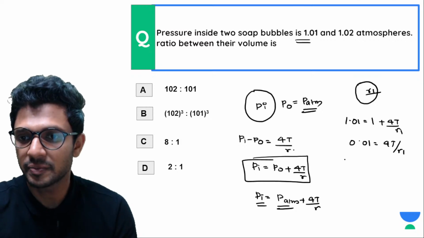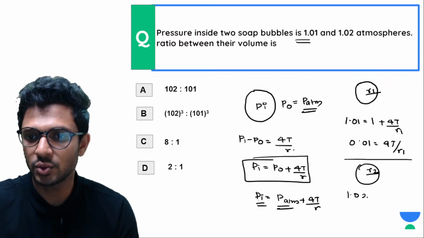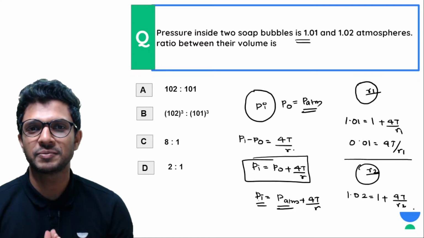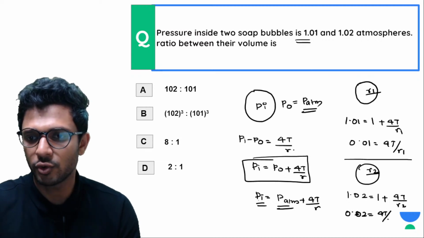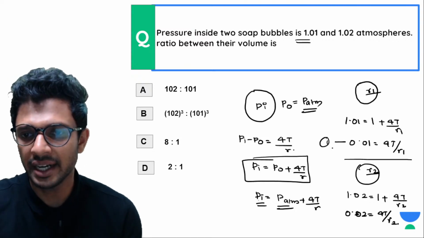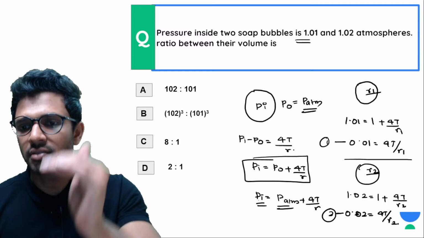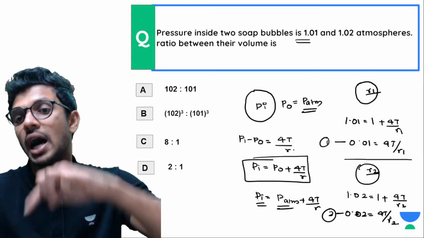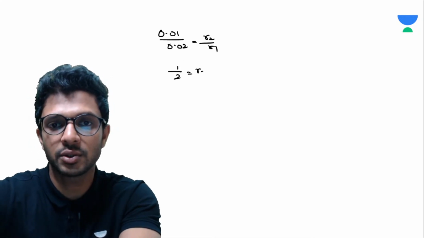Okay? And similarly, writing the equation for the second bubble with radius R2. P inside is given as 1.02, equal to P atmosphere, which is 1 atmosphere, plus 4T by R2. There is nothing to think too much about here. 1.02 minus 1 is equal to 4T by R2. This is equation 1, this is equation 2. Now what to do? Equation 1 divided by equation 2: 0.01 by 0.02 is equal to 4T by R1 divided by 4T by R2. So R2 goes up, and 0.01 by 0.02 is equal to R2 by R1. So 1 by 2 is equal to R2 divided by R1.